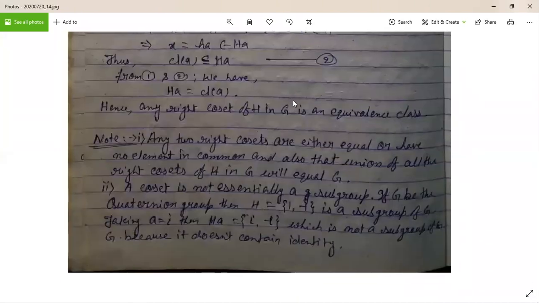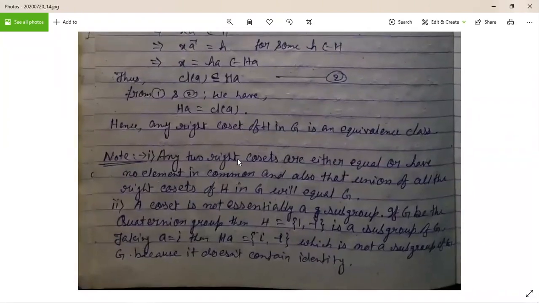Here some notable points are there. Any two right cosets are either equal or have no element in common. And also the union of all the right cosets of H in G will be equal to G.